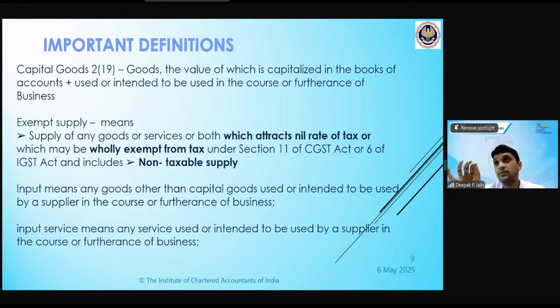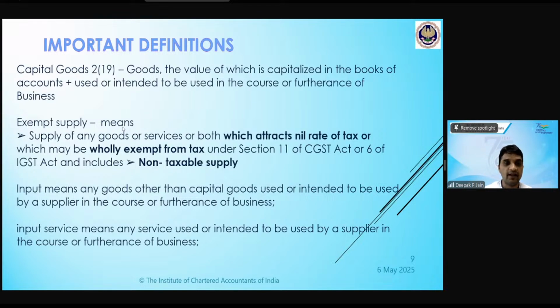Whatever you capitalize, meaning you put it in fixed assets, is called capitalized, which you are not expensing off. You will not put it in the P&L account, you will show it in your fixed assets, that is called capitalized. So those goods, the value of which will be capitalized in the books of accounts and which are used or intended to be used in the course or furtherance of business, are capital goods. Fine, because you will not use it today, you'll use it over a period of time, but still you will get the credit of it today because you are using it or intending to use it for the course or furtherance of business. Fine.